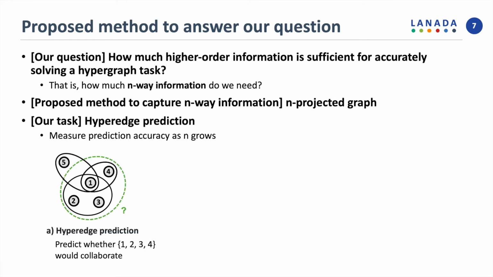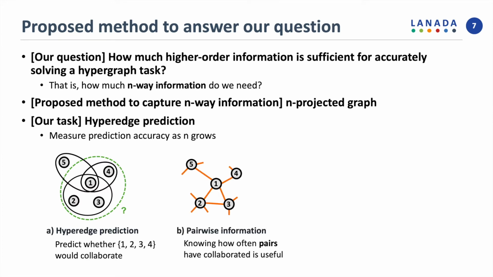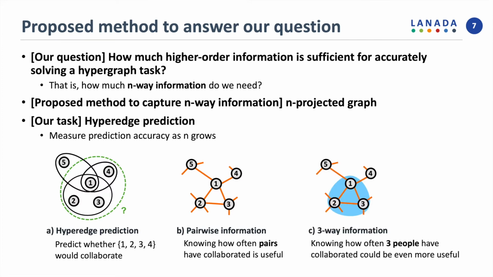To give you an illustration of all this, this is Hyperedge prediction. For example, we want to predict whether 1, 2, 3, 4 would collaborate in the future. And knowing how often pairs have collaborated would be useful in solving this task. But if we additionally know how often three people have collaborated, this would be even more useful. This is because, for instance, 1, 2, 3 have collaborated before, and 1 introduces 4 into the group. And as a result, 1, 2, 3, 4 write a paper as a group of 4.